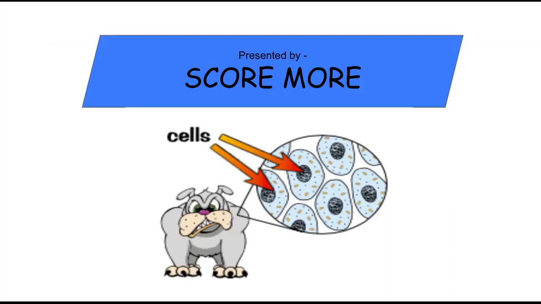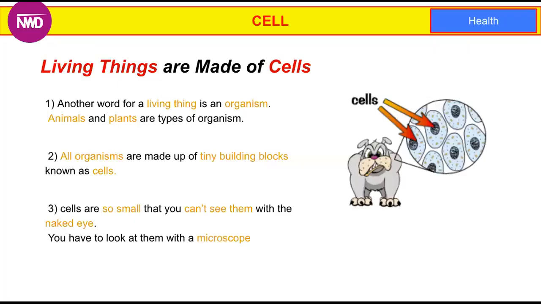Before seeing the cell, let us first understand what an organism is. Organism is another word for living thing. So what are living things? Animals, which includes humans like us, and moreover it also includes plants. So organisms are basically of two types, animals and plants.